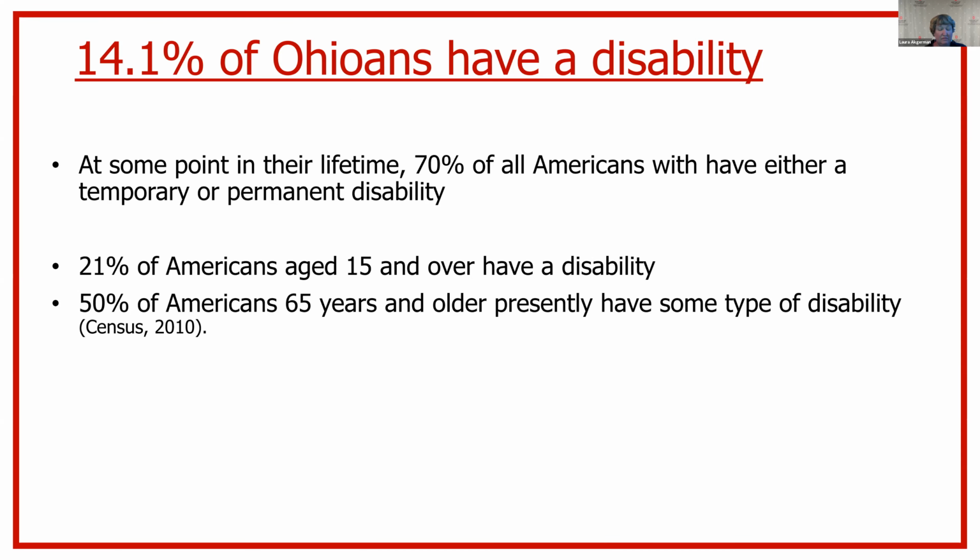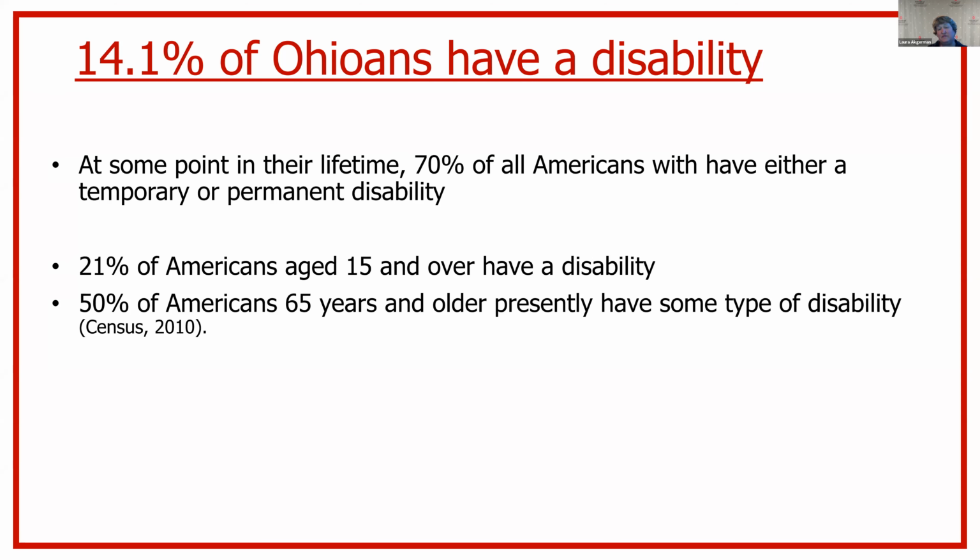And when you think, I don't know anybody, nobody comes to my events, I don't know anybody that has a disability. Well, 14.1% of Ohioans do have a disability. This is according to 2010 census data, and this was self-reported. So at some point in their lifetime, 70% of all Americans have either a temporary or a permanent disability. Temporary maybe being a broken limb or after effects from a surgery or an illness.